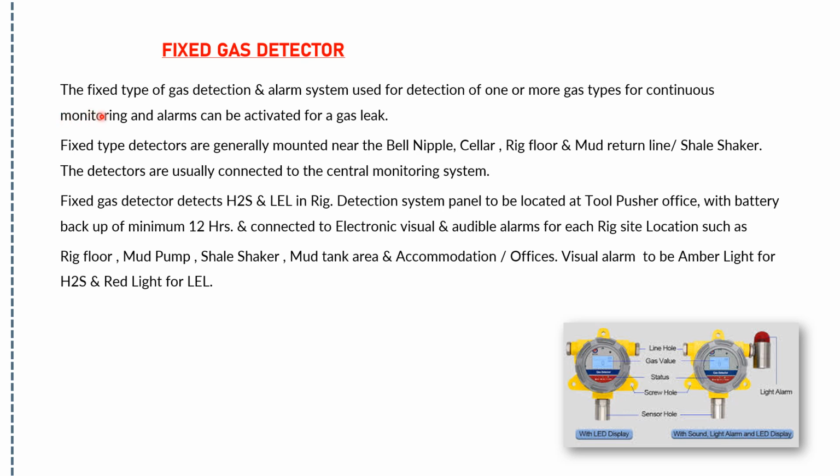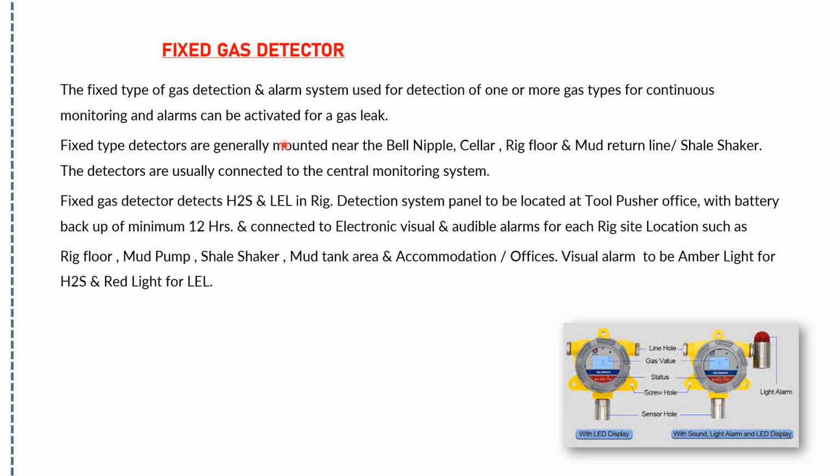So let's see its definition. The fixed type of gas detection and alarm system is used for detection of one or more gas types for continuous monitoring, and alarms can be activated for a gas leak. So what happens? At the place where the fixed gas detectors are installed, when the detector finds any gas over there, it activates the alarms.